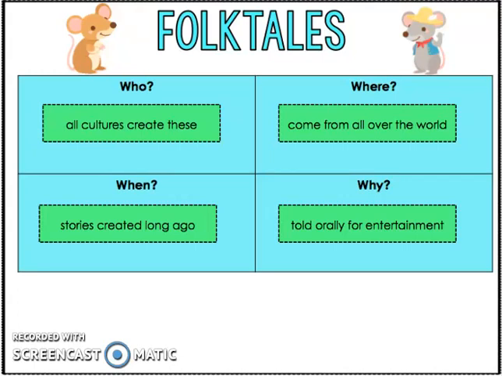Hi, boys and girls. Today we're going to review what we've learned about folk tales, and I'm going to show you an example of the assignment that you will be doing when you're finished. So, folk tales. Folk tales come from all over the world.